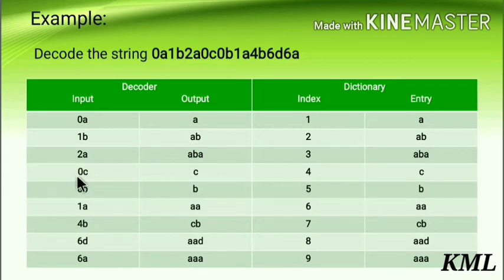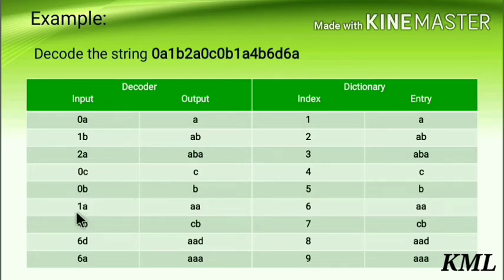Next you have 0C. Now we have a 0. So write this C in the output directly as it is. So next increment the index and write this C in the entry. Next you have 0b, so you have a 0, so write this b in the output, increment the index and write this in the entry as it is.